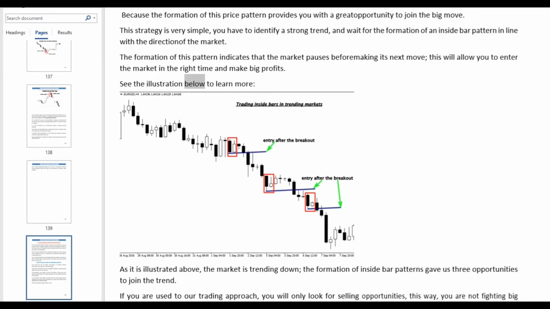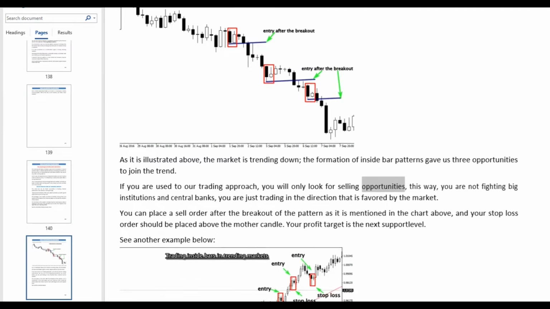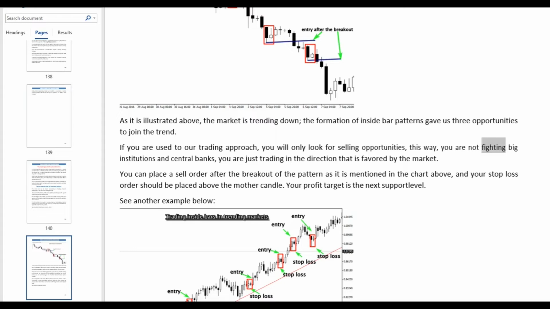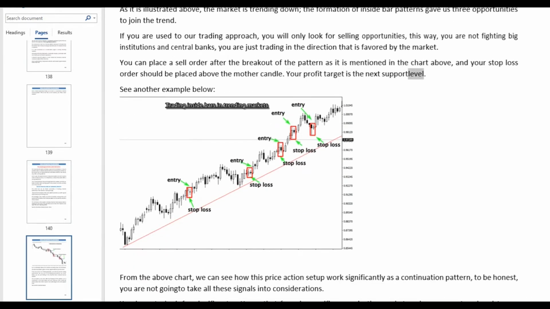See the illustration below to learn more. As it is illustrated above, the market is trending down. The formation of inside bar patterns gave us 3 opportunities to join the trend. If you are used to our trading approach, you will only look for selling opportunities. This way, you are not fighting big institutions and central banks. You are just trading in the direction that is favored by the market. You can place a sell order after the breakout of the pattern as mentioned in the chart above, and your stop loss order should be placed above the mother candle. Your profit target is the next support level.